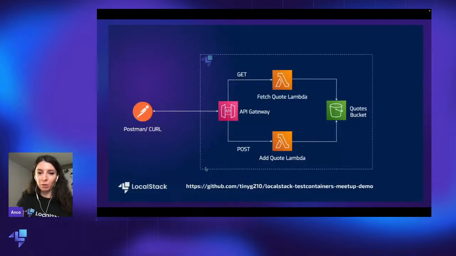So back to the structure, the add quote Lambda has some validation in place. It needs to check that the quote has an author and has a text. It will create a text file, put the JSON in the text file, name it after the author, and put it in the S3 bucket. And the get Lambda will receive a query parameter named after the author, which will also be the text file's title, and it will fetch and read the text file from the bucket.